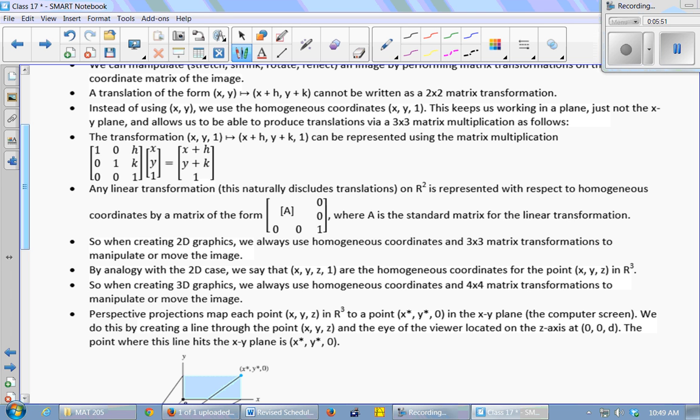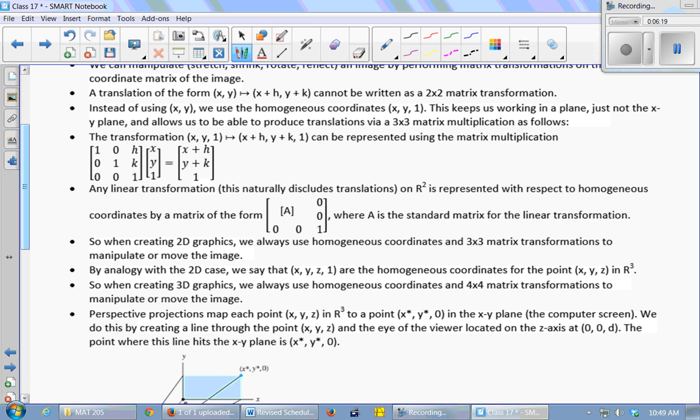And then the 0, 0, 1, the reason for that row is that when you multiply that by the vector xy1, you get 0x plus 0y plus 1, which is 1. So we're landing in the same plane we started in, z coordinate of 1. So xy1 gets moved to x plus h, y plus k, 1. So that's just the matrix that works. That's the matrix that we use to perform a translation.